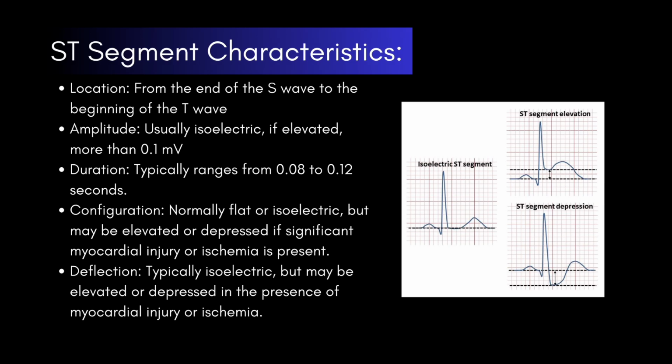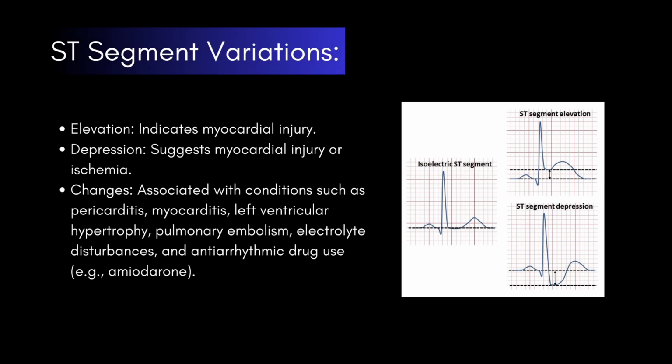Moving on, let's go ahead and talk about some variations of the ST segment. The elevation indicates myocardial injury. Depression suggests myocardial injury or ischemia. So elevation is typically just myocardial injury, while depression can be either or. Changes are associated with conditions such as pericarditis, myocarditis, left ventricular hypertrophy, pulmonary embolism, electrolyte disturbances, and antiarrhythmic drug use, like amiodarone. All right, that will do it for content today.